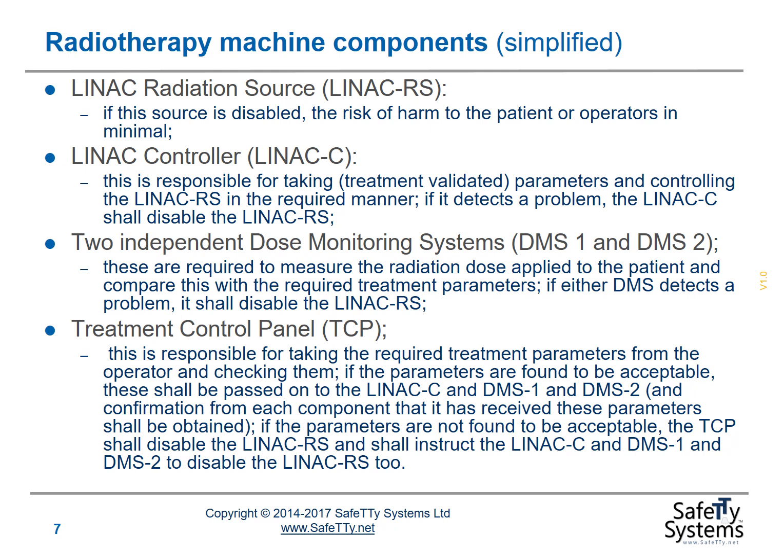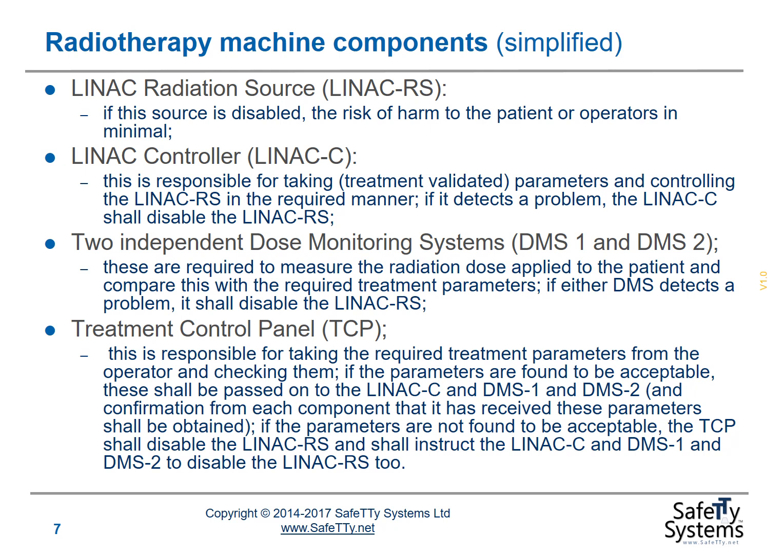In our case, we're going to look at a radiotherapy machine, and we're going to focus on 4 key components: the LINAC radiation source, the LINAC controller, the dose monitoring systems, and the treatment control panel. So the LINAC radiation source is the source of radiation that's applied to the patient. If this source is disabled, the risk of harm to the patient or operators is minimal, we assume.